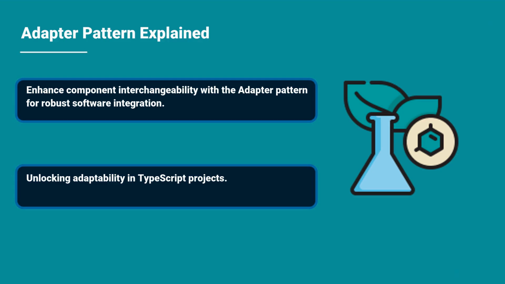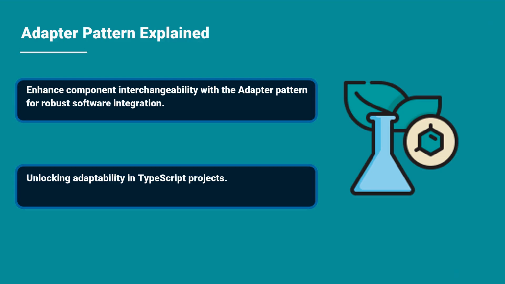In conclusion, the adapter pattern is a crucial structural design pattern that enhances the interchangeability of components and allows disparate systems to work together harmoniously. Its role in bridging incompatible interfaces simplifies complex integrations, making our software architecture more robust and flexible. By understanding how to implement this pattern in TypeScript and recognizing its applications in real-world scenarios, you can empower yourself to write highly adaptable and maintainable code.